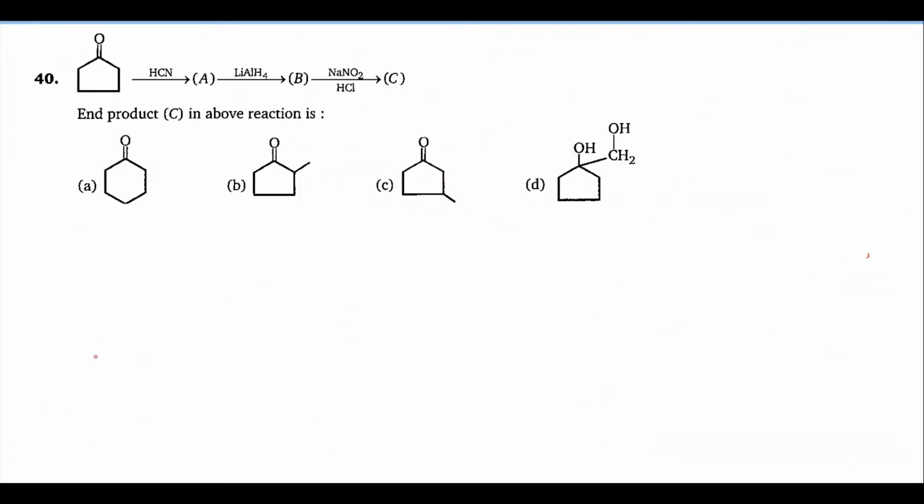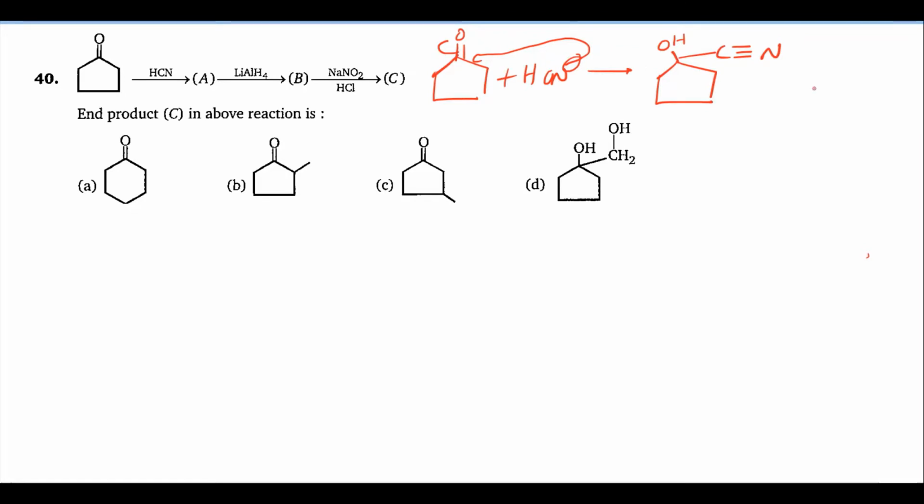Now, question number 40. You can see question number 40. There is a cyclopentanone. Here I will write it. This cyclopentanone is treated with HCN. Again this is nucleophilic addition, so the bond is going to shift like this. You are going to get OH here, and here C triple bond N. This is the product.